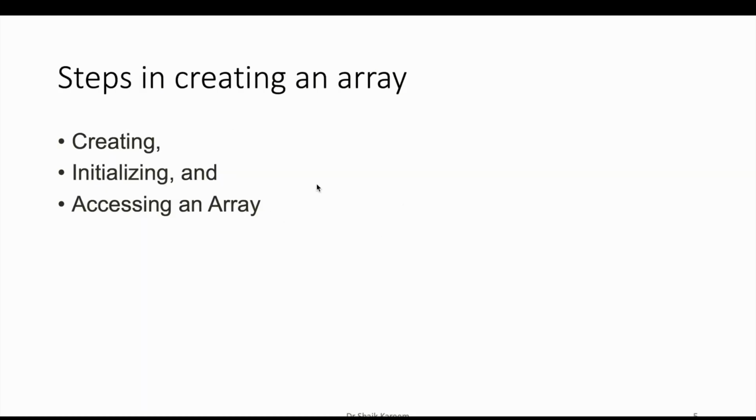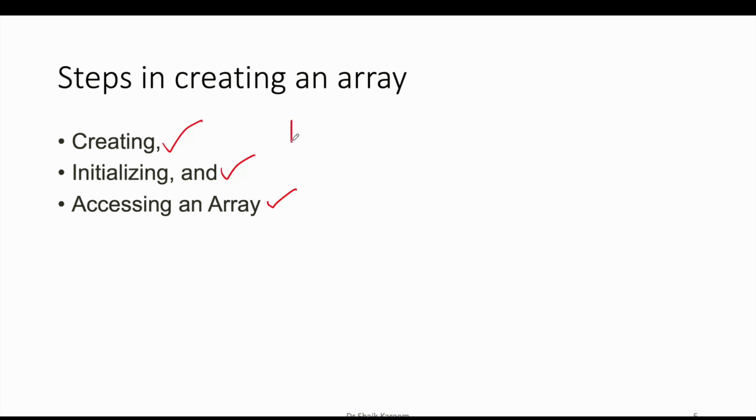Now the question is how we can create these particular arrays. There are three basic steps in creating an array. The first step is creating an array, the next is initializing an array, and the third is accessing an array. What do we mean by creating an array? Creating means you declare an array in your program, saying that I'm going to create this particular array. Next is initializing, which is assigning some values to those memory locations.